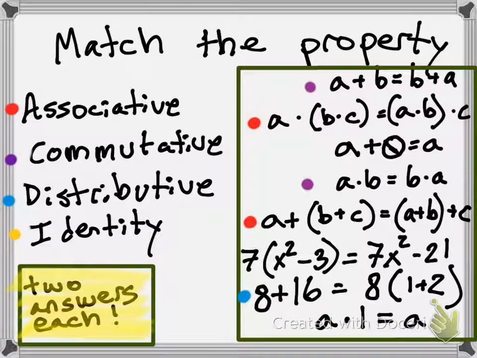7 parentheses x squared minus 3 equals 7x minus 21. Excellent. Once again, it's 7 times, in parentheses, x squared minus 3 is equal to 7x squared minus 21. We're following that same formula where we multiply it into each of them. 7 times x squared is 7x squared. 7 times negative 3 is negative 21.